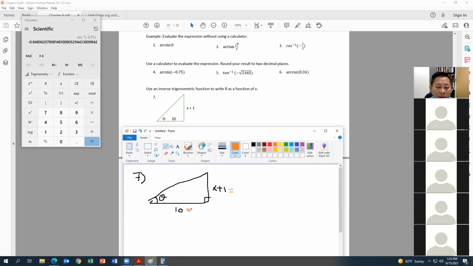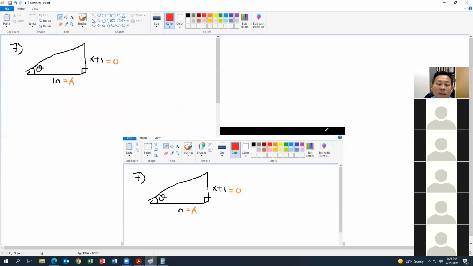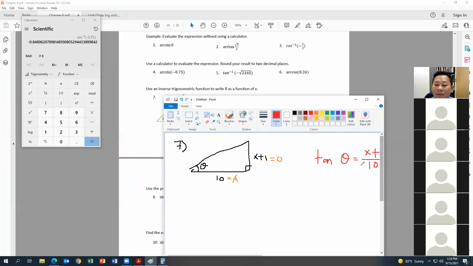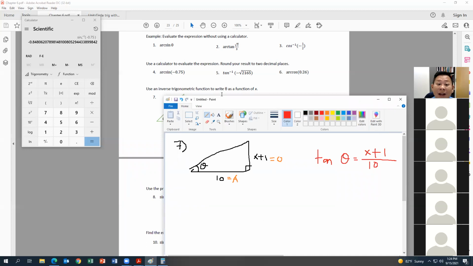Adjacent. And x plus 1 is what? Opposite. So what uses opposite and adjacent? Sine, cosine, or tangent? Tangent. So this is going to be tangent theta equals what over what? Opposite over adjacent, right? x plus 1 over 10, right? This over this. This question doesn't want us to write tangent theta. This question wants us to write theta.